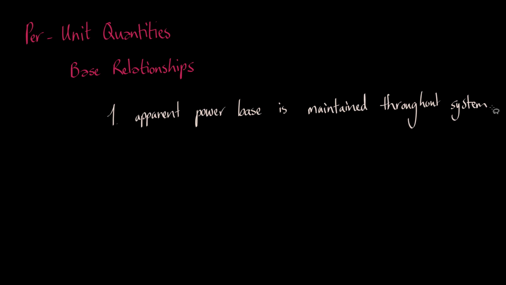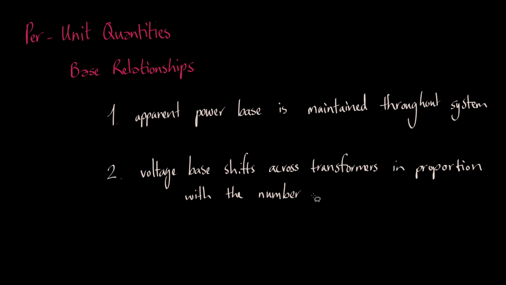There are 2 conventions that we follow when propagating these bases through any system. The first is that the value of the apparent power base is maintained throughout the system. The second is that the voltage base shifts across transformers in proportion with the number of turns in that transformer. So for a transformer with a 1 to 10 turn ratio, the base voltage on the secondary side will also be 10 times larger than the base voltage on the primary side.